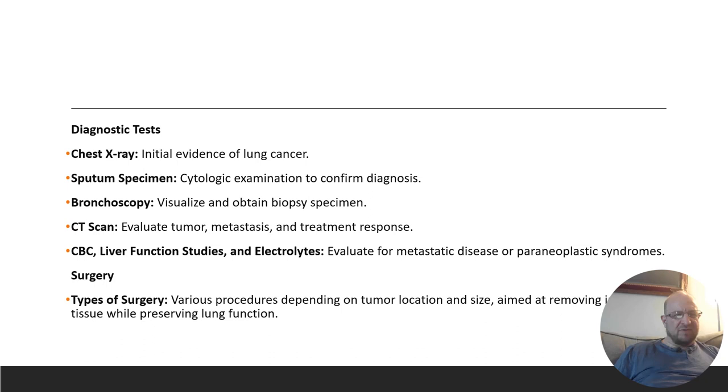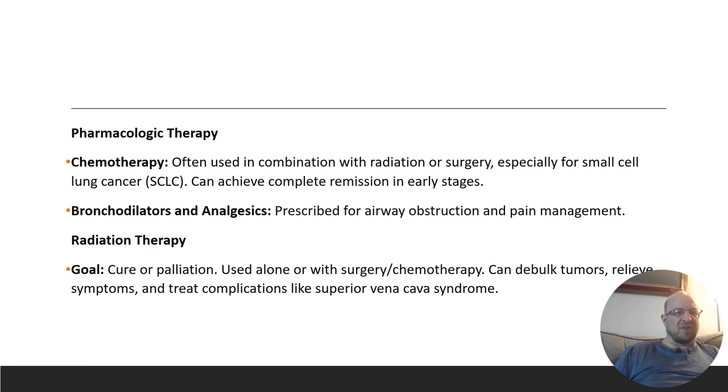And then types of surgeries kind of depend on where the tumor's at. Pharmacological: chemotherapy, bronchodilators, and analgesics to help with obstruction and pain. And the goal is to either cure the cancer or palliation, helping with symptoms. Used alone or with surgery, chemotherapy can debulk tumors, relieve symptoms, and treat complications like superior vena cava syndrome. And I think there might be a question on that, so know that under lung cancer.